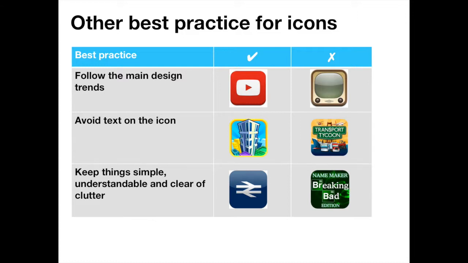But beyond that, there's a few other little rules to think about as well. Like my main rule would be to avoid text on the icon. While I like the Transport Tycoon app, and I think in terms of the visual assets, it's actually pretty close to the City Builder app that's next to it. I think the issue is that the name of the app is alongside it in all of its other contexts.